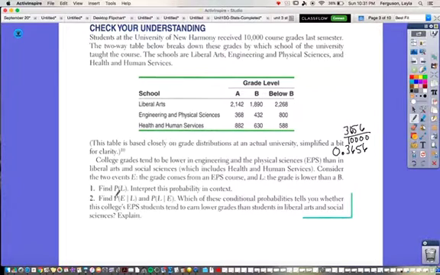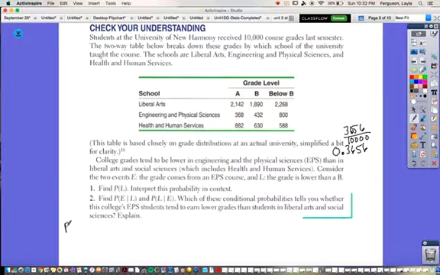Number 2 says find the probability of E given L and L given E. And so the first one means the grade comes from an EPS course given that it's lower than a B. And the second one is the grade is lower than a B given that it's from an EPS course. Then it asks us which of these conditional probabilities tells you whether this college's EPS students tend to earn lower grades than students in liberal arts and social sciences, and then explain.